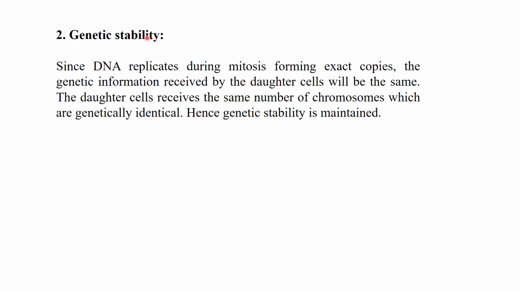Genetic stability is the second significance of mitosis. Genetic stability means that the number of chromosomes remains constant in the daughter cells. The daughter cells' genetic material is similar to the parent cell, so the number of chromosomes in the daughter cells is always equal to the number of chromosomes in the parent cells. Since DNA replicates during mitosis, forming exact copies, the genetic information received by the daughter cells will be the same. The daughter cells receive the same number of chromosomes, genetically identical to the parent cell, hence genetic stability is maintained.